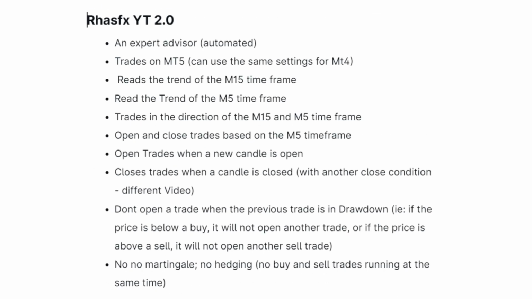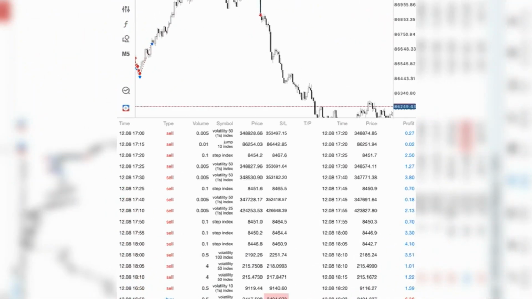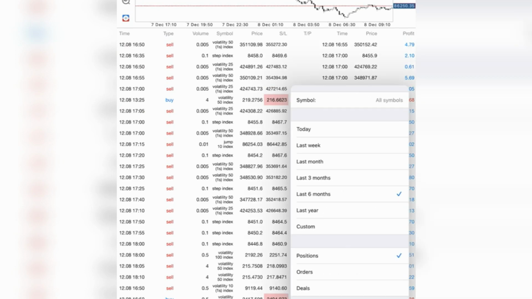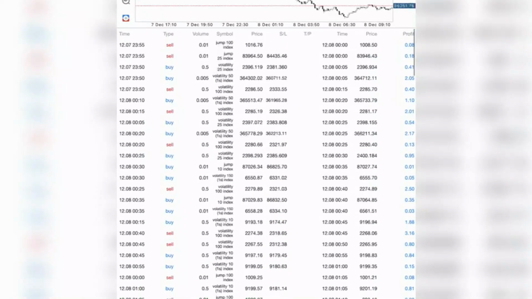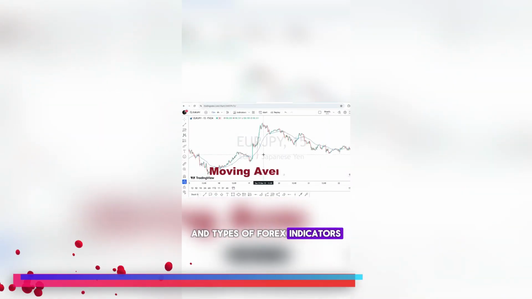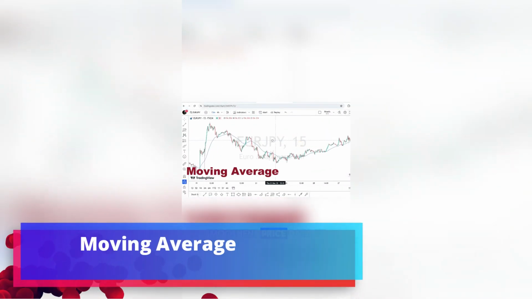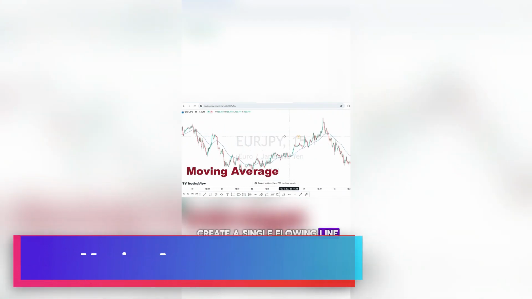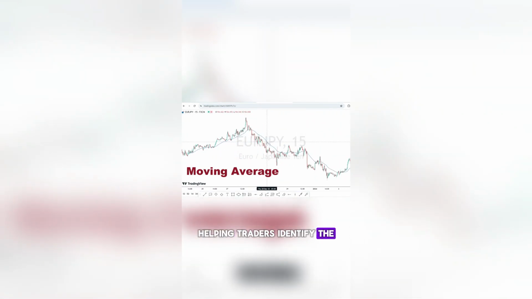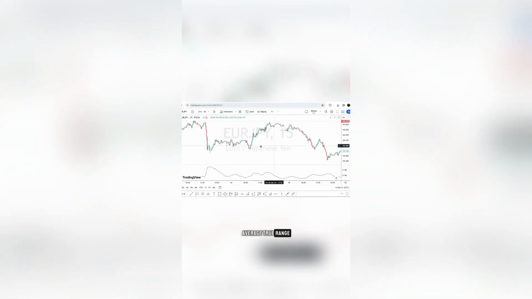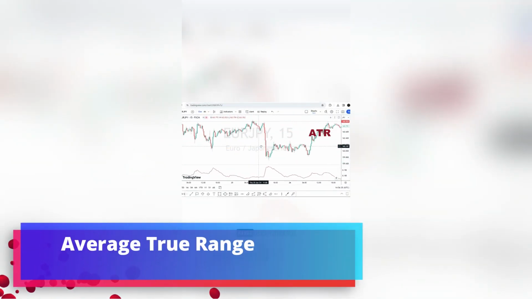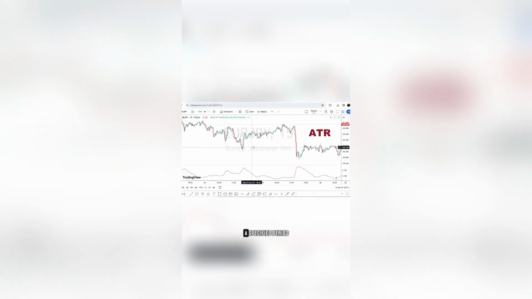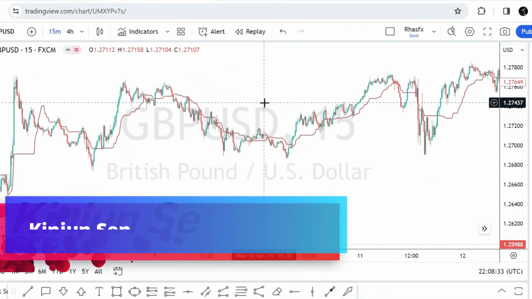Just like before when creating the custom indicator, we start by identifying the indicators that we will be using to craft our masterpiece. For this EA, we are going to be using a moving average. A moving average smoothens price data to create a single flowing line, helping traders identify the direction of the trend. Average true range. This tool measures market volatility by considering the average range between the high and low prices over a specified period. The Kijun-sen.